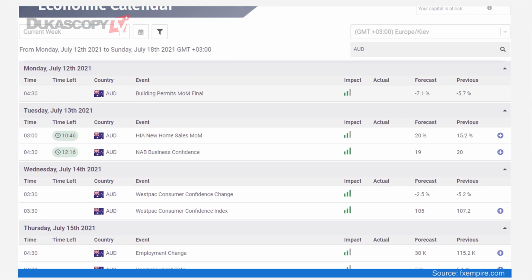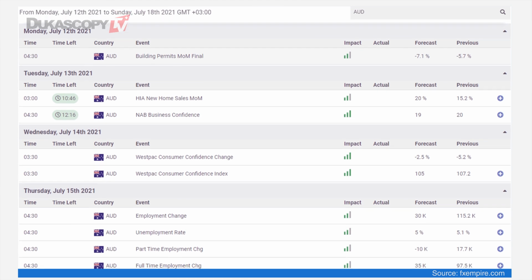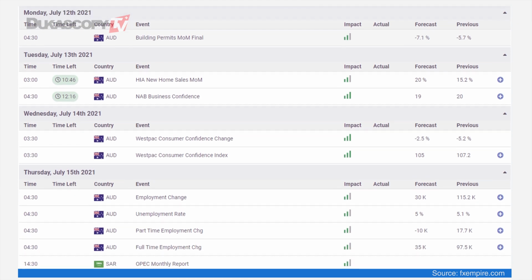For the Aussie dollar, relatively quiet week. We've got consumer confidence figures midweek and then employment figures on Thursday. Employment figures will be key.